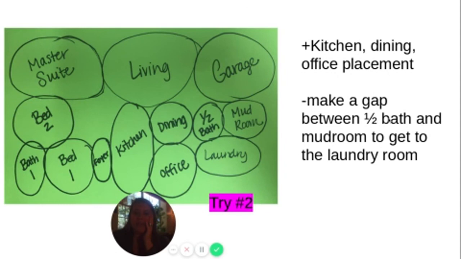Make a gap between half bath and mudroom to get to the laundry room. Half bath, mudroom, laundry. Okay. That makes sense, because how would you get to that laundry? You'd have to go through the mudroom to get to it, but I could put a hallway right there to get to it. That would make more sense.